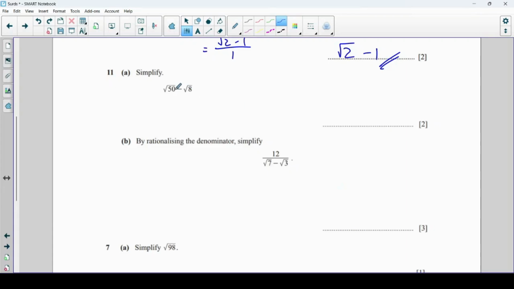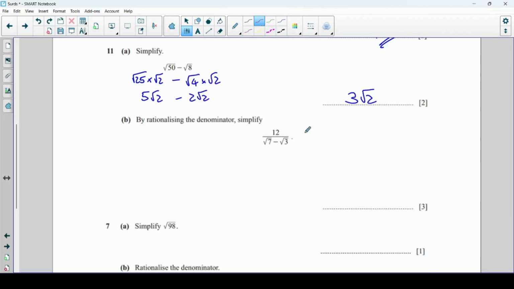Another simplify question here. Let's look for the biggest square number that's a factor of each of these. So biggest square number that's a factor of 50 is 25. So we can write root 25 times root 2. This one here, I think it's got to be 4. So root 4 times root 2. Root 25 is 5. So this one is 5 root 2. And root 4 is 2, so that's 2 root 2. And now we can subtract. 5 root 2 subtract 2 root 2 is 3 root 2.